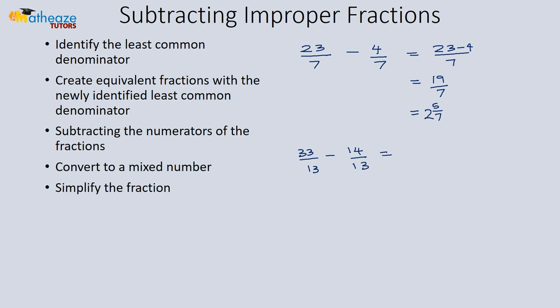So we have the same denominator, so we can easily subtract the numerators. 33 minus 14 is going to give us 19 over 13. This is the simplest or lowest form it can take because it has no common factors. So what we're going to do now is convert to a mixed number. 19 divided by 13, we can have 13 in 19 only one time with a remainder of 6.